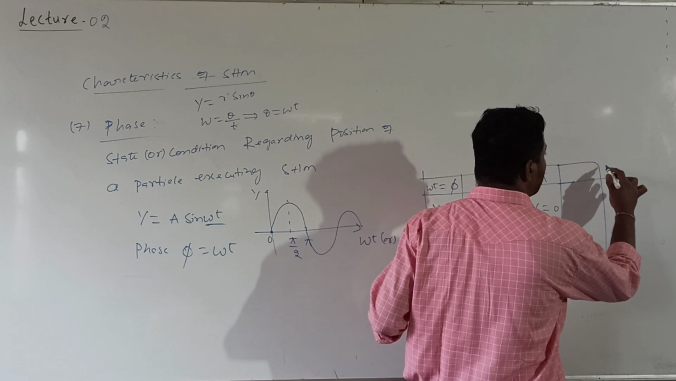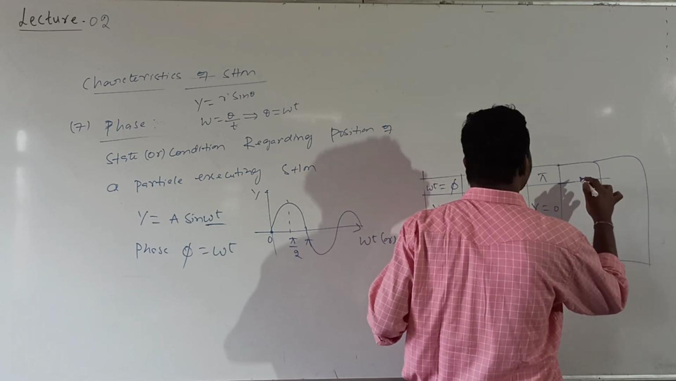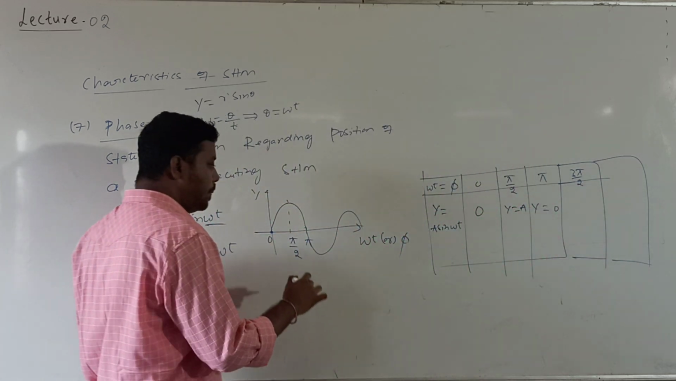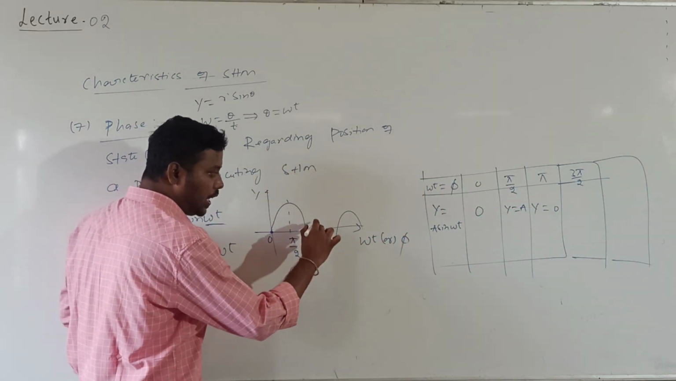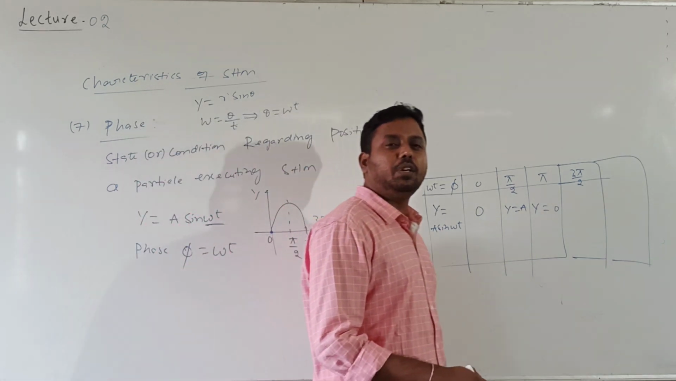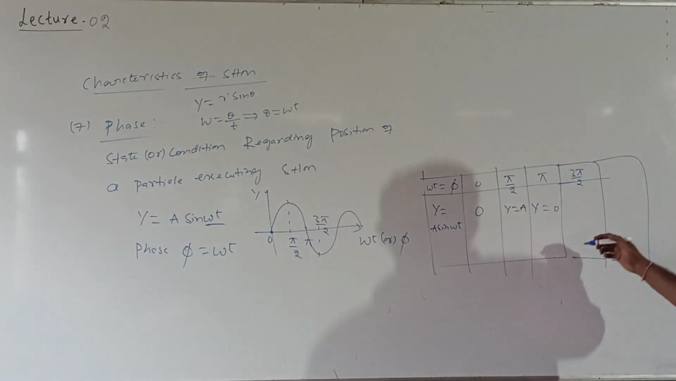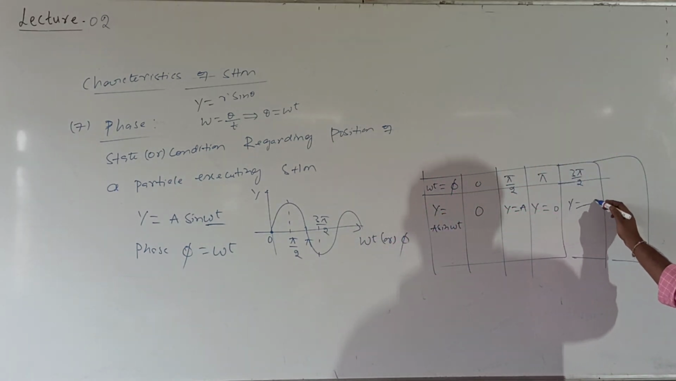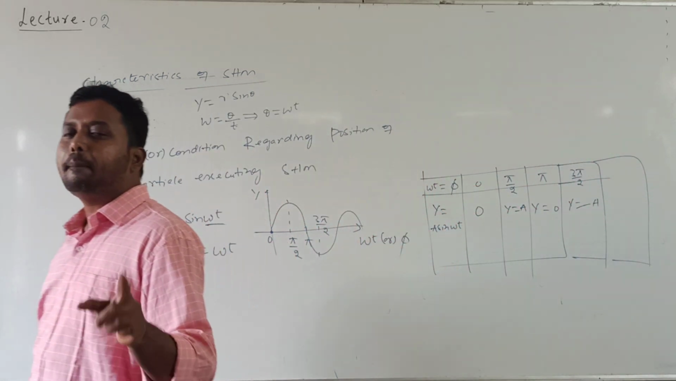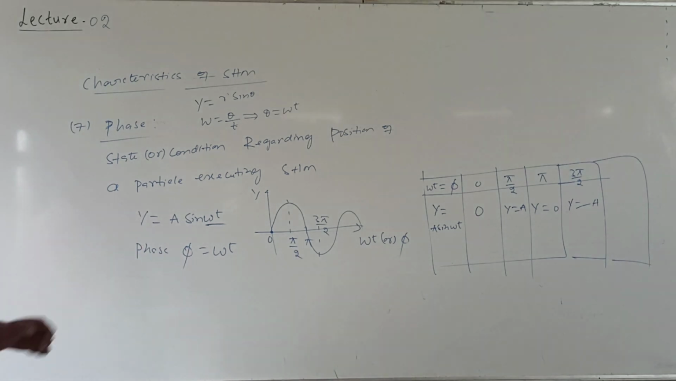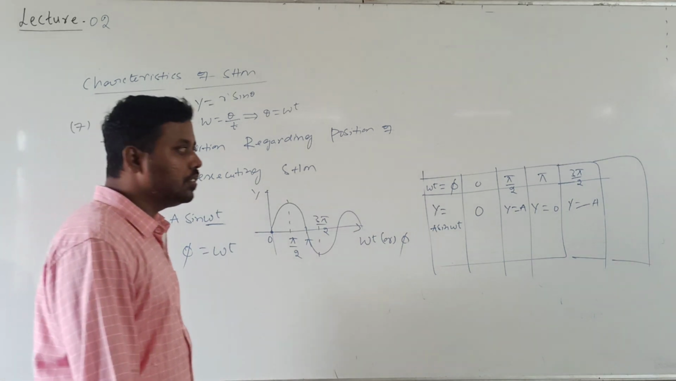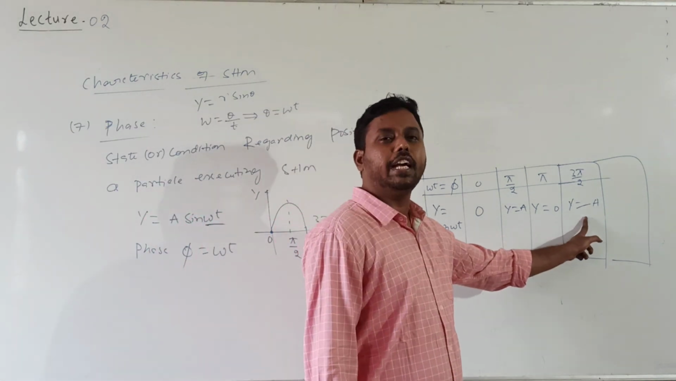Now two more conditions. One is when the phase value is equal to 3 pi by 2. Corresponding to this, whenever it is 3 pi by 2, sin 270 is minus 1. So what happens to y? Minus a. Whenever the phase value is 3 pi by 2, where is the particle? At the extreme position, but in the opposite direction, so the extreme position on the negative side.